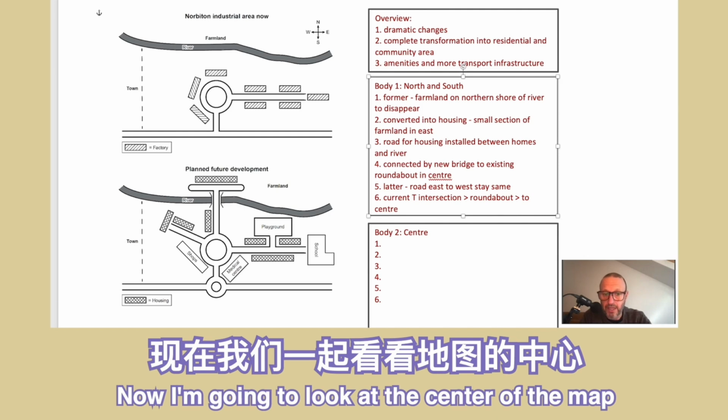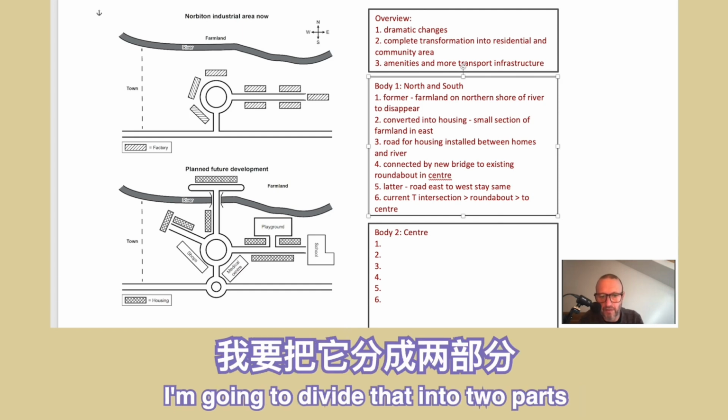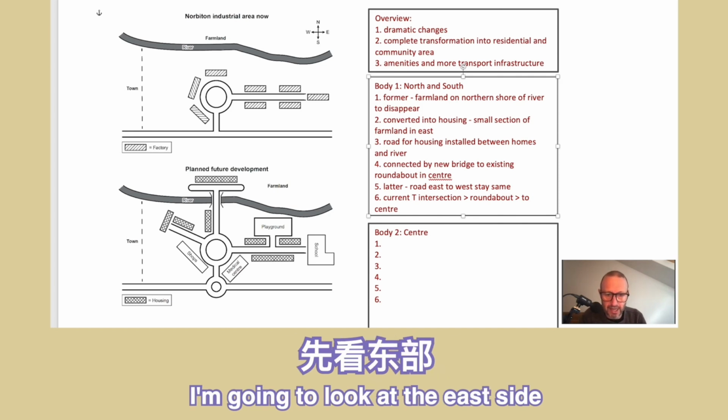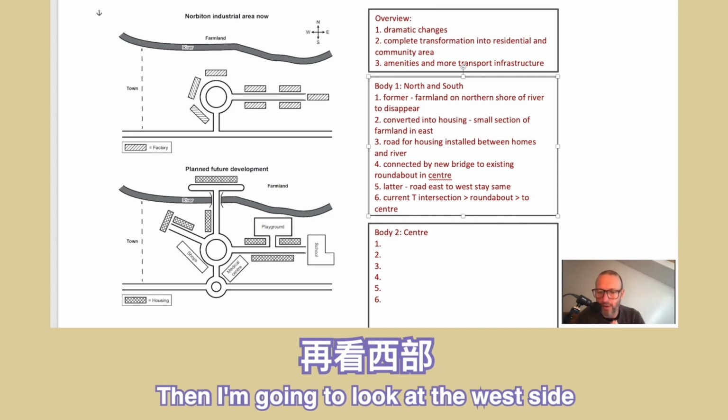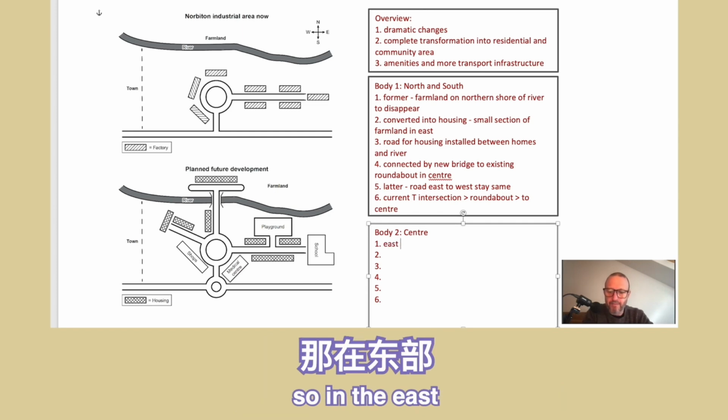Now I'm going to look at the center of the map. And again, I'm going to do what I did in the first body. I'm going to divide that into two parts. I'm going to look at the east side, then I'm going to look at the west side. And I'm going to try and maybe do three for both. So in the east.